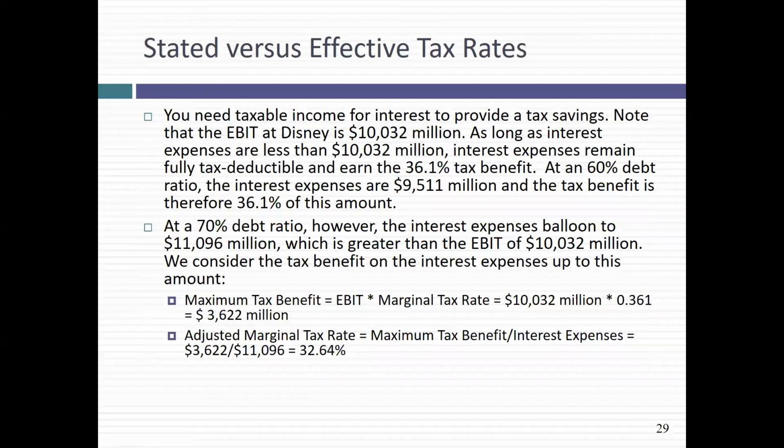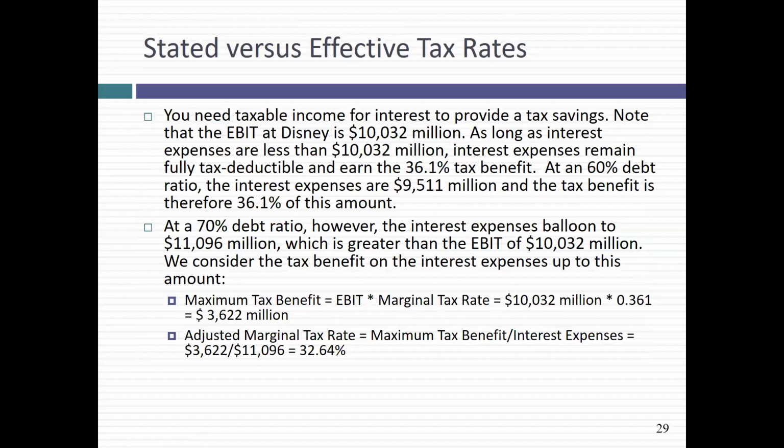So let's take Disney as an example. Disney had an EBIT of about 10,000 million, or $10 billion. As long as the interest expenses are less than this 10 billion, interest expenses remain fully tax deductible and earn the full 36.1% benefit. So at a 60% debt ratio, the interest expenses are 9.5 billion, the tax rate is therefore 36.1%. Once you move to a 70% debt ratio, the interest expenses balloon to $11 billion, and that's greater than the EBIT of 10 billion. So the tax benefit is actually going to be smaller.